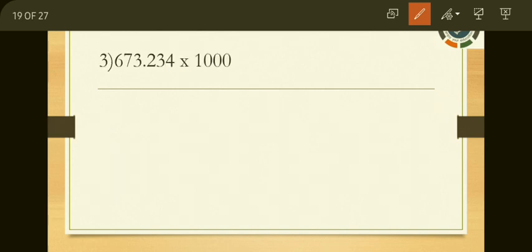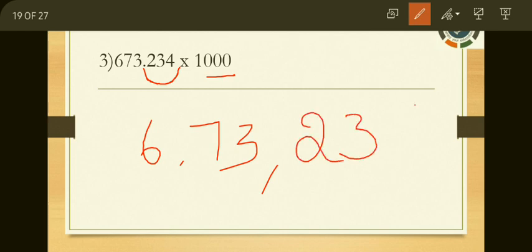Next example, 673.234 multiplied by 1000. In 1000, how many zeros are there? 3 zeros. What are you going to do? The decimal point is shifted 3 digits to the right side. So 3 digits to the right side means where are you going to keep the point? After 4. So the answer is 673,234.